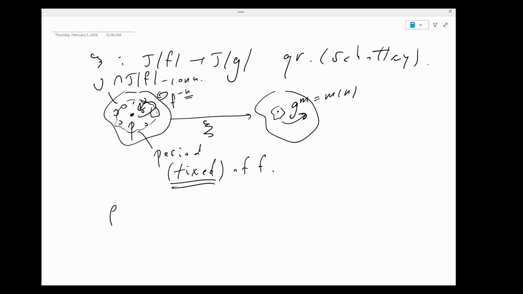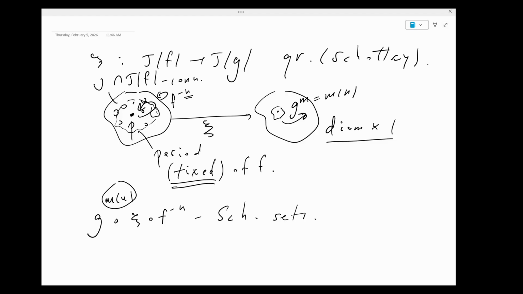So I have a whole sequence, F minus N, Xi, G_m depending on N. So these are Schottky maps, a sequence. I picked them so that the diameter of the image is approximately 1. This technique is called conformal elevator in dynamics. So this is a sequence of Schottky maps. I can choose a subsequence that converges locally uniformly.